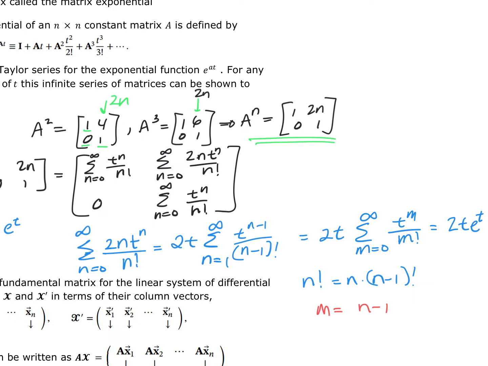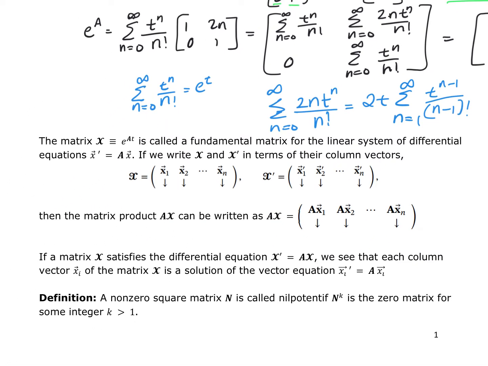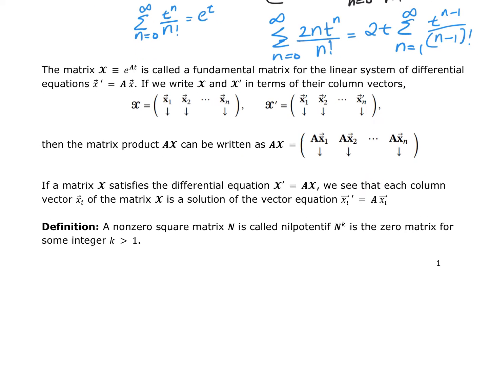So with all of that said, I'm going to come over here. This matrix then becomes e to the t, 2t e to the t, 0, and e to the t. The matrix that is equivalent to e to the at is called the fundamental matrix for the linear systems of differential equations, and X prime is going to be equal to A multiplied by X. If we write this capital X and X prime in terms of their column vectors, we're going to get this. And the matrix product can be written as A multiplied by a sub 1, a sub 2, a sub 3, the columns of that matrix.